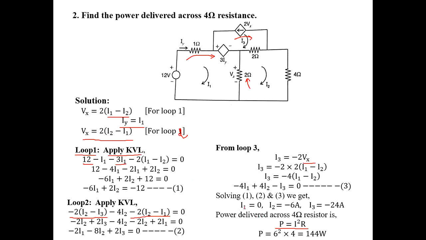We got the answer: I1 equal to 0, I2 equal to minus 6 ampere, I3 equal to minus 24 ampere. If you want to solve the same equations using a scientific calculator, please check out the video in the link provided in the description. Here we got the answer for I2. We need only I2. The I2 value is minus 6 ampere.